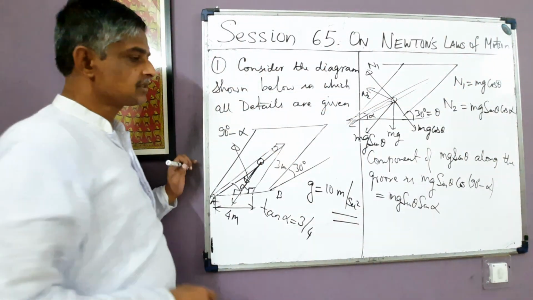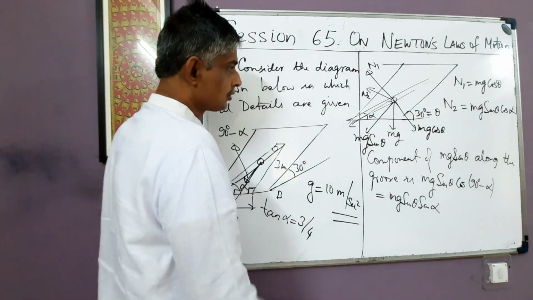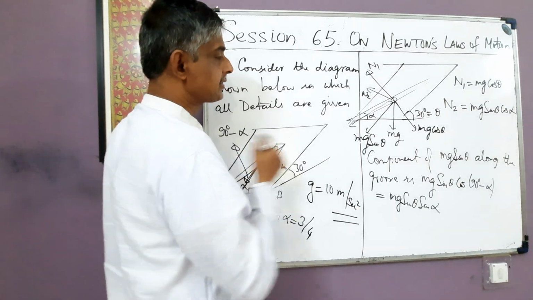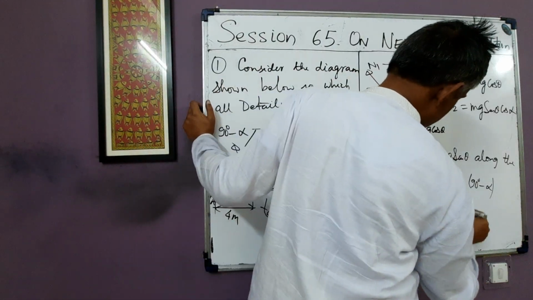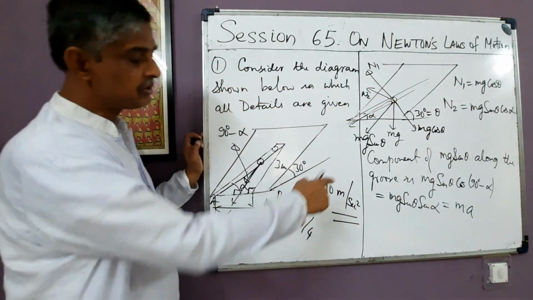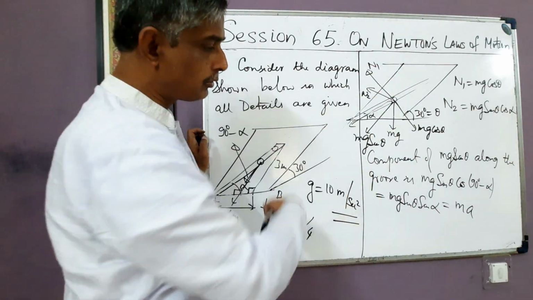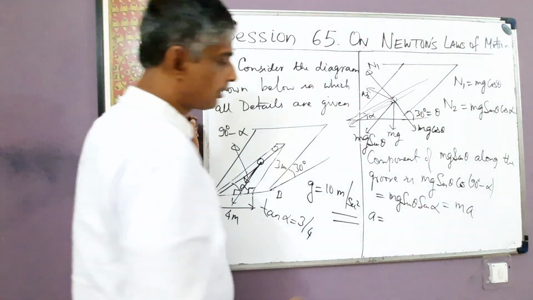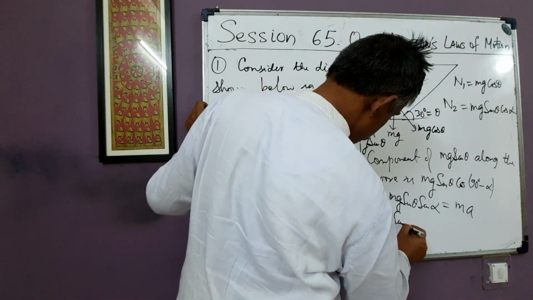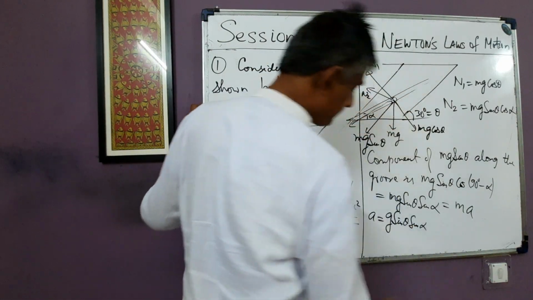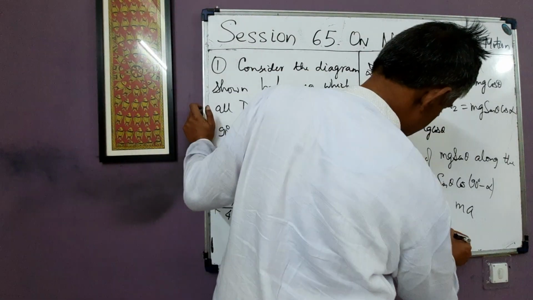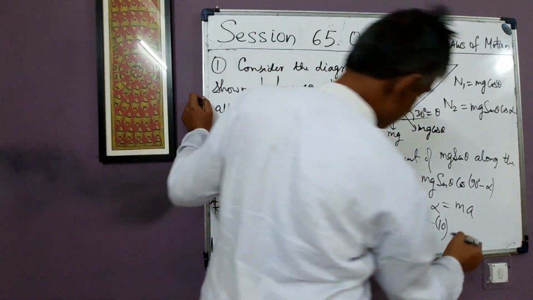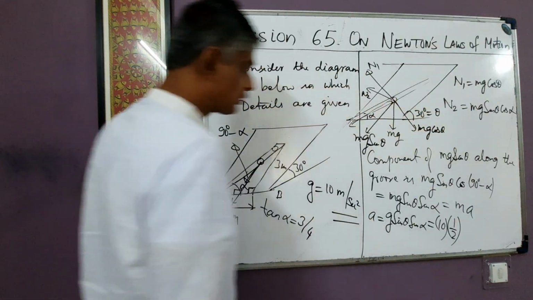These are the various forces acting. See, there is no friction at all. So the net force on the particle along the groove is mg sin theta sin alpha. So the acceleration of the particle with respect to ground is, from Newton's second law, mg sin theta sin alpha equal to ma. So the acceleration with respect to ground is simply g sin theta sin alpha. Now g is 10, theta is 30 degrees, sin 30 degrees is 1 by 2, into sin alpha.